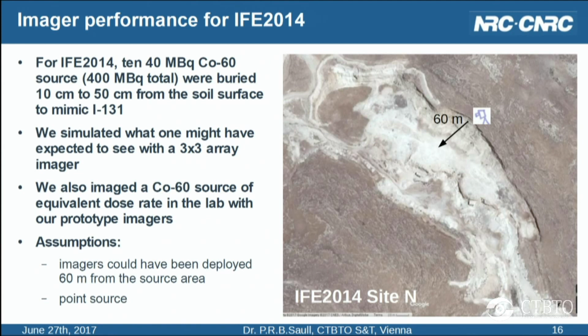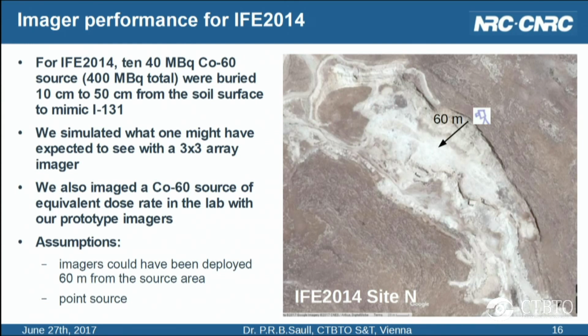This is the study on the integrated field exercise. This is the area, site N, that we were unable to access. So they were up here on the ridge, staring down longingly into this section here, where there were buried 10 40 megabecquerel cobalt-60 sources, 400 megabecquerel total, at depths of 10 to 50 centimeters. And this was supposed to be a proxy for iodine-131.